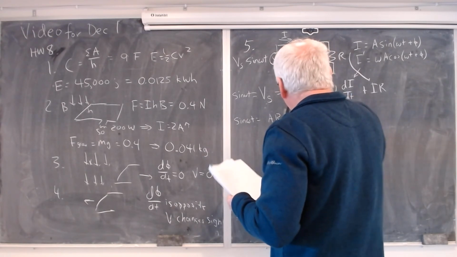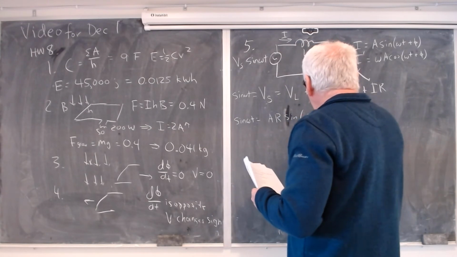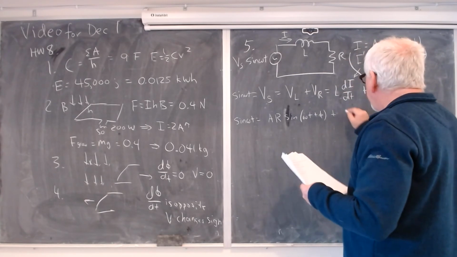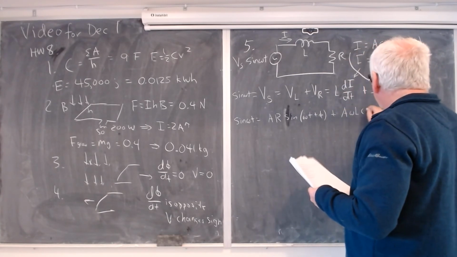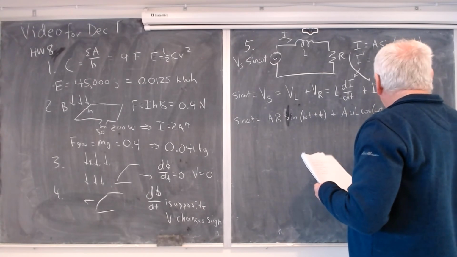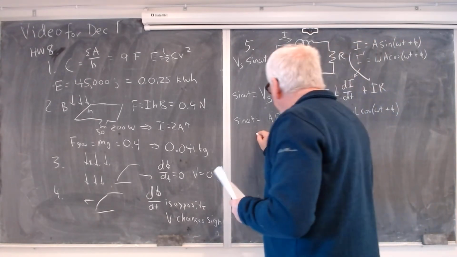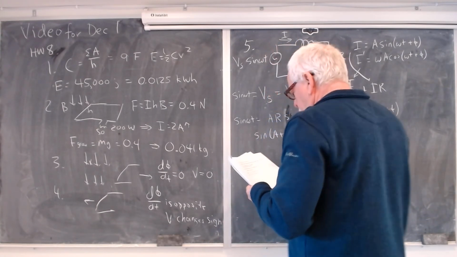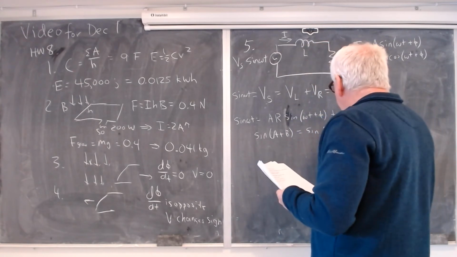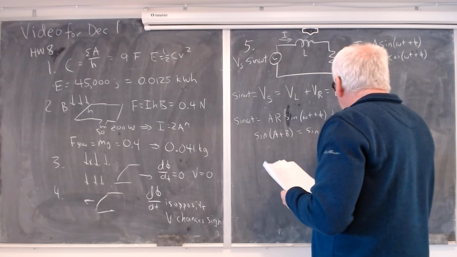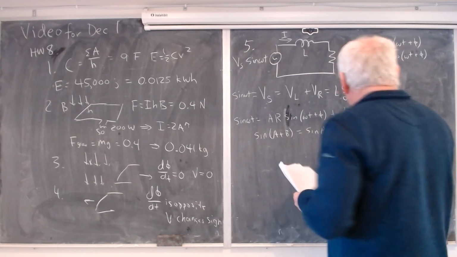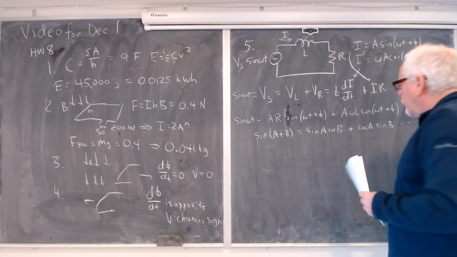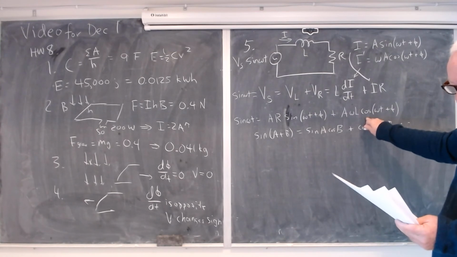Okay, we're doing one step ahead. Sine omega t plus phi, that's the resistor part, plus A omega L cosine omega t plus phi. And you were supposed to use your identity, sine of A plus B is sine of A cosine of B plus cosine of A sine of B, and the same thing for cosine.